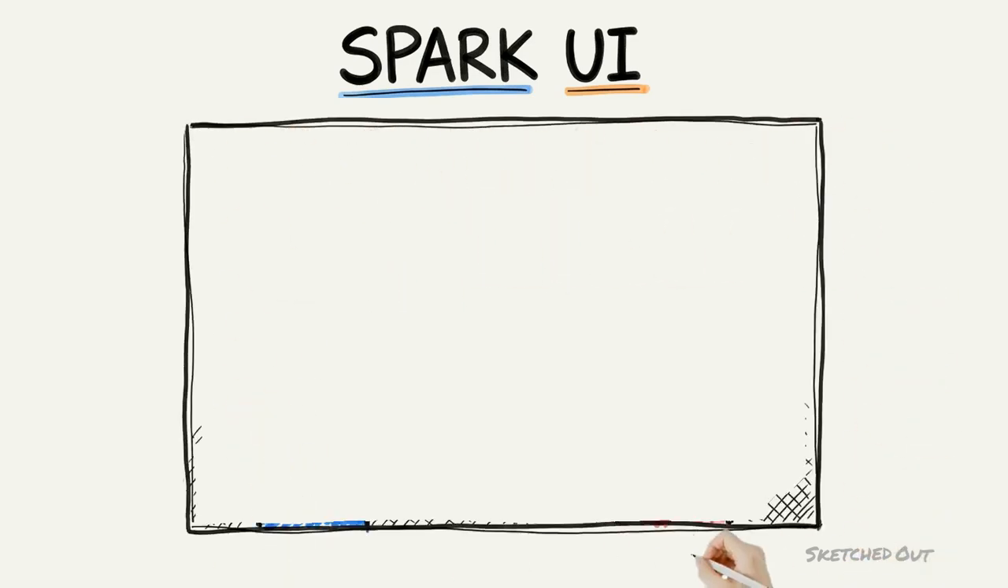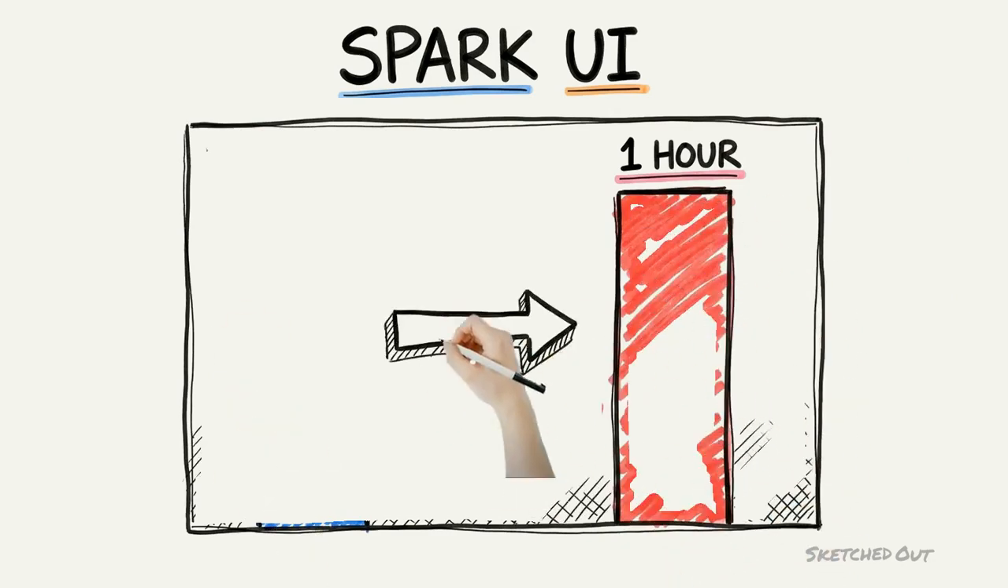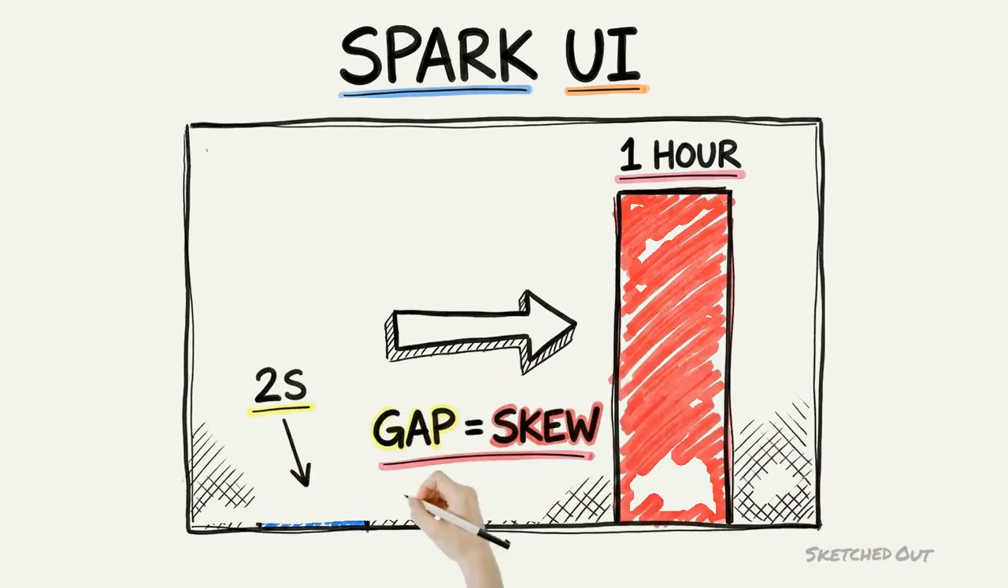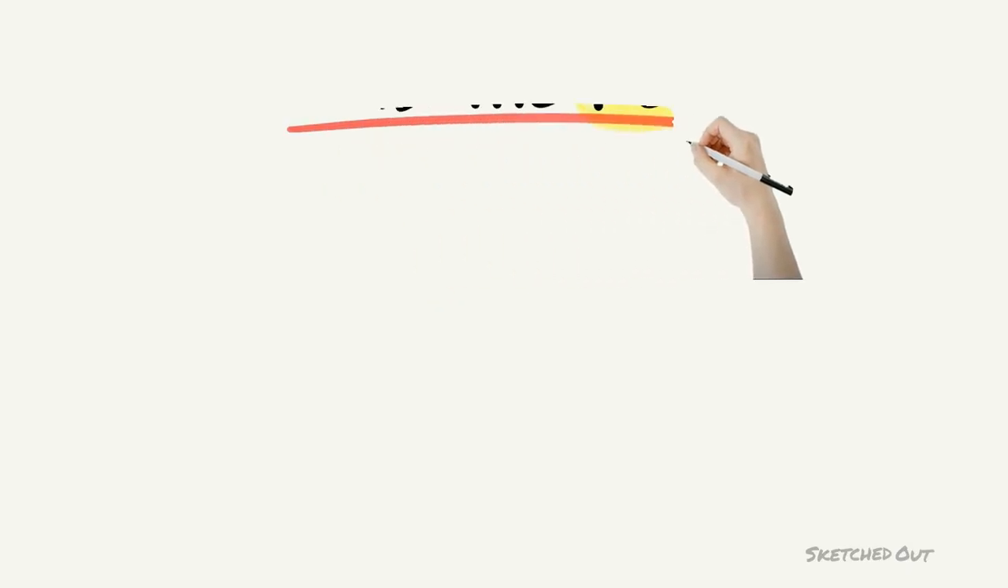Look at the median task duration for a stage. Now look at the maximum. If the median is 2 seconds and the maximum is an hour, one task is holding up the entire stage. That gap is your skew. The bigger the gap, the more concentrated your data is.